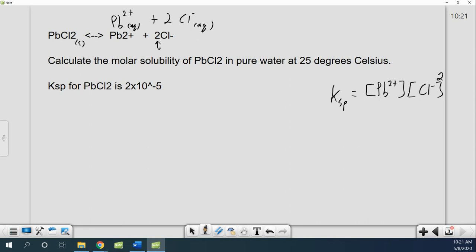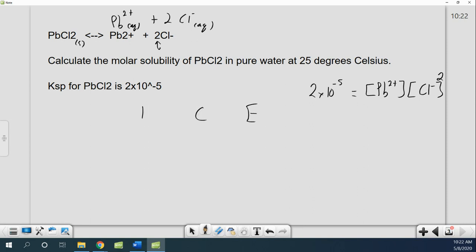All right. Now I know what Ksp is, so I can write that one in. It's 2 times 10 to the negative 5. But now I've got a couple of things I don't know yet, so I can't really solve this until I know what one of those concentrations at least would be. So let's do it like an ice chart.